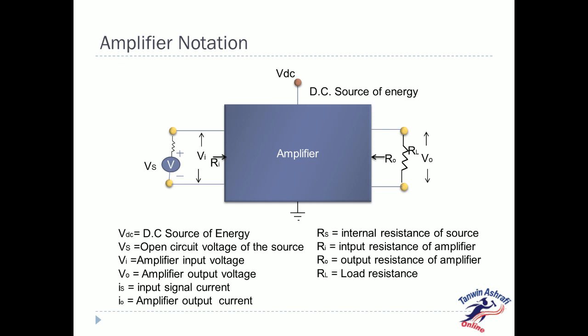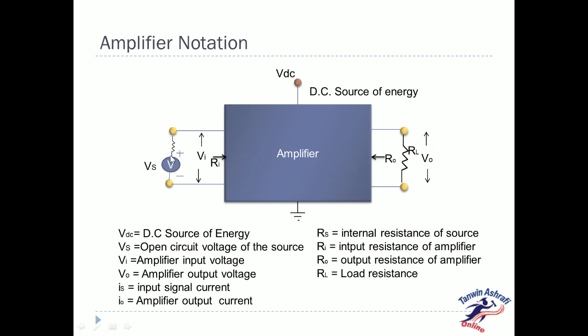Amplifier notation. As you can see from the figure, VDS is the DC source supply. VS is the open circuit voltage of the source. VI is the input voltage of the amplifier, because there is a resistance of the source also, or some type of resistance we can attach over there for better stability. Therefore, the input is not exactly the open circuit voltage of the source. The input voltage that is actually given to the amplifier is VI. Vout is the output voltage coming out of the amplifier.